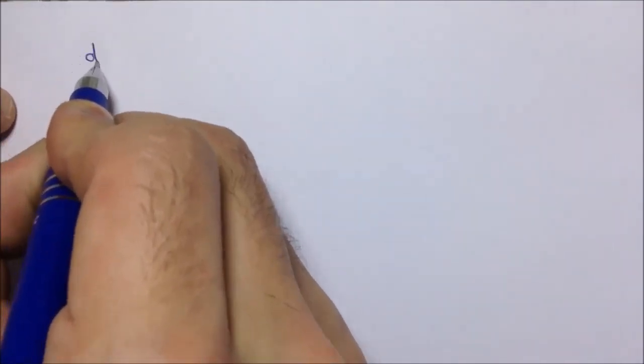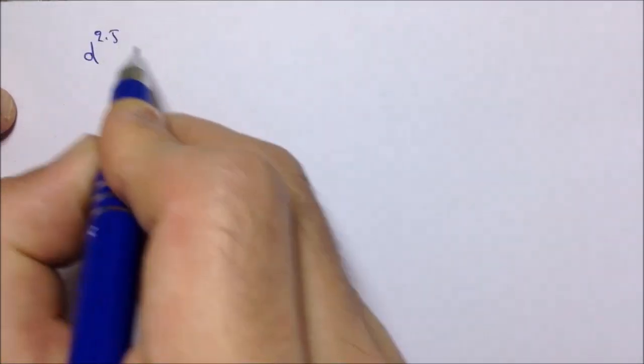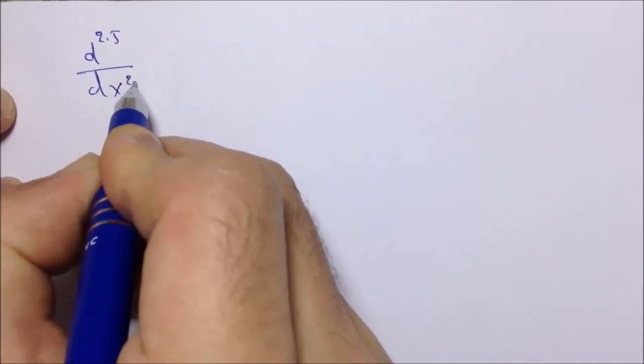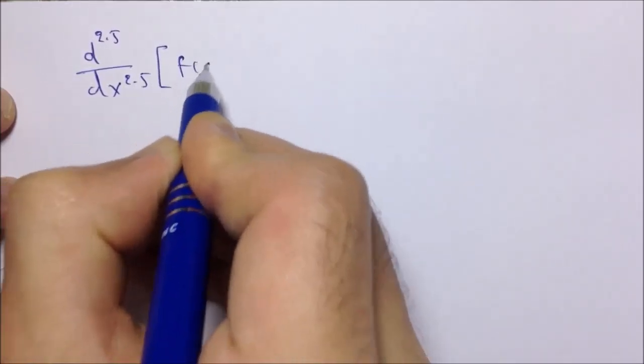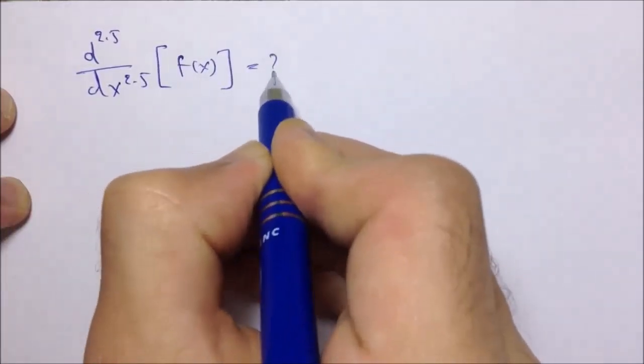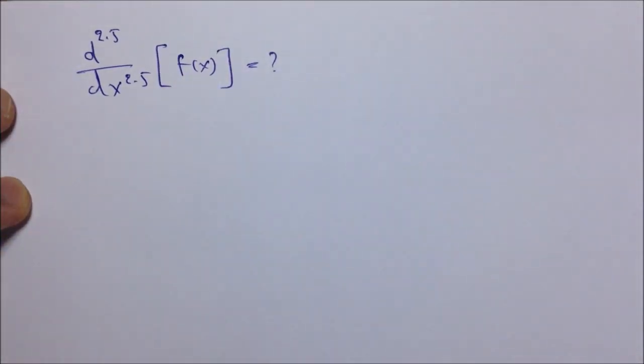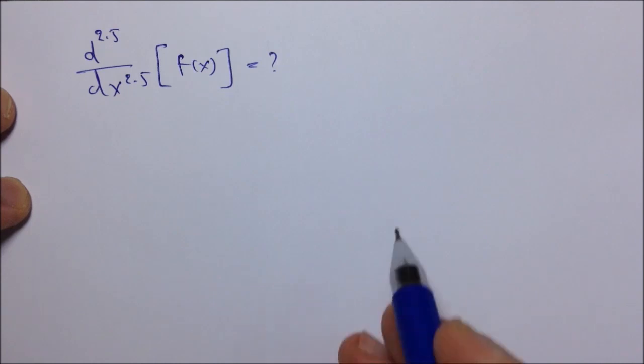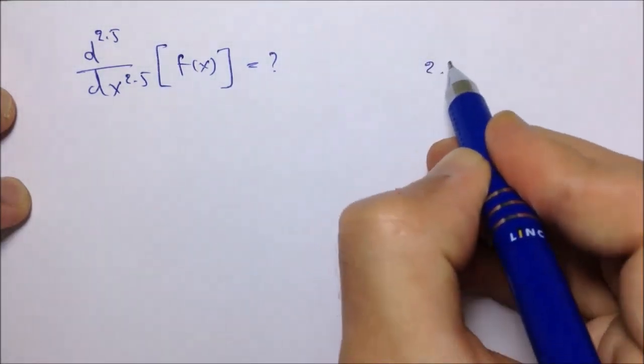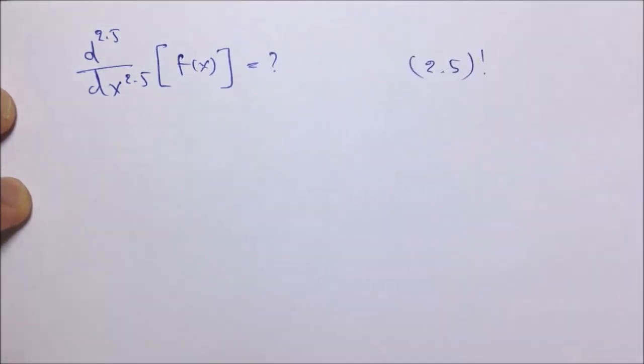Hello and welcome. So in this video we're going to do some fractional calculus. Particularly, we're going to talk about how to differentiate a function for a fractional number of times. For instance, how to find the 2.5 order derivative of a function f of x. And as an application for that, we're going to see how to find the factorial of a fractional number. For instance, how to find 2.5 factorial.